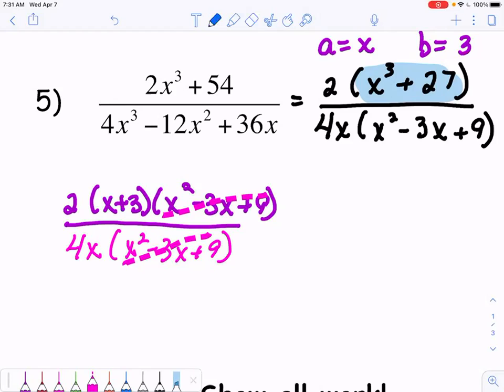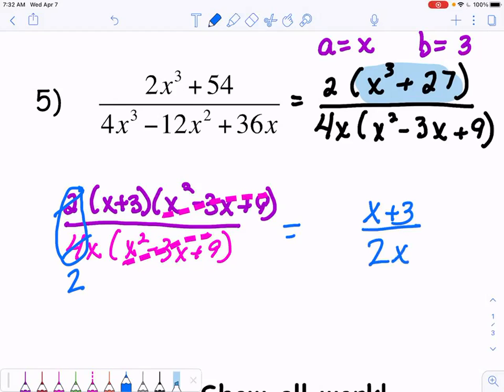Brooke, what other factors can we cancel out? Or reduce, maybe I'll say. The 2 and the 4, these are numerical values still being multiplied. There's no addition sign next to the 2, it's 2 times. So they can reduce as well. So numbers reduce, factors cancel. And when we reduce the 2 and the 4, the 2 goes away and the 4 reduces to 2. So in the numerator, we have an x plus 3, and then in the denominator, there's a 2 and an x. Questions on 5?